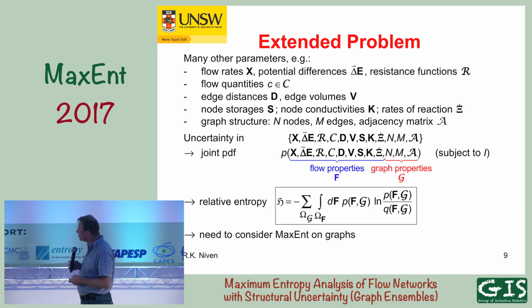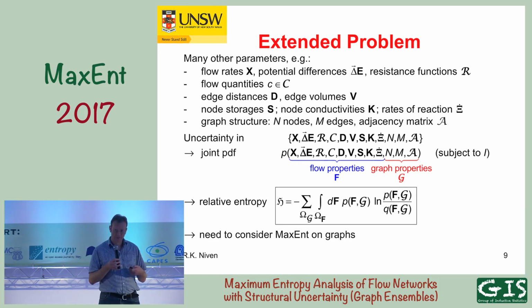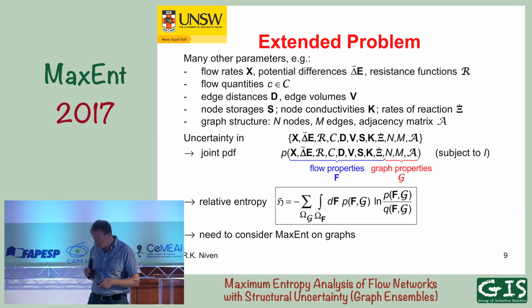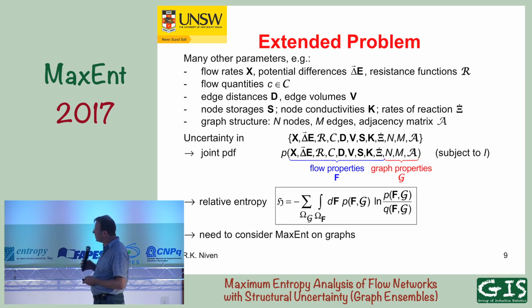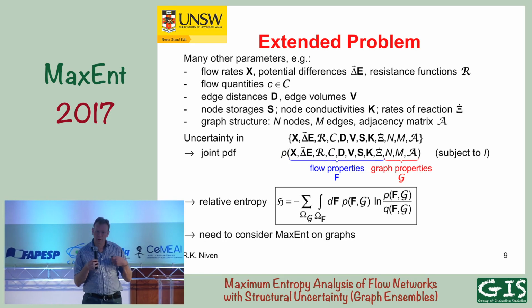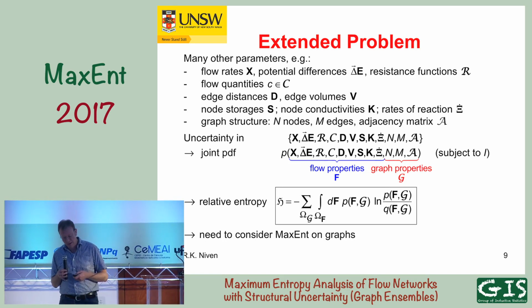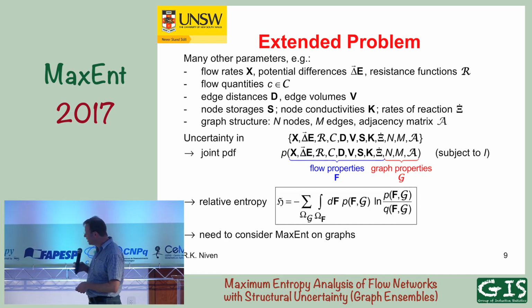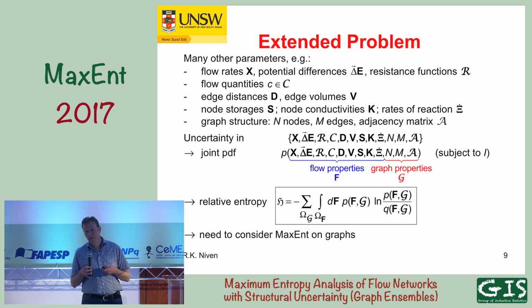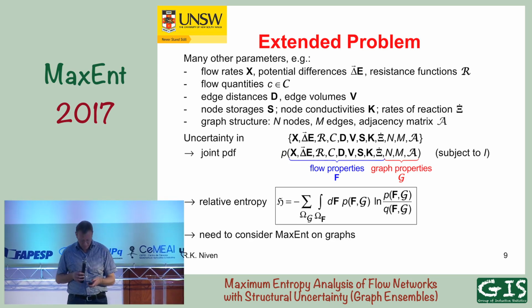And particularly also, the graph structure itself could also be uncertain. And so when you have your uncertainties, as we know from probability theory, you write a joint PDF over your uncertainties, and then that gives you this entropy function. And what I've done here is subdivide the properties between what I'm calling the flow properties, the physical properties, and also the properties of the graph structure itself. And so that leads me then into this consideration, particularly here, of how do we do MaxEnt over graph structures.